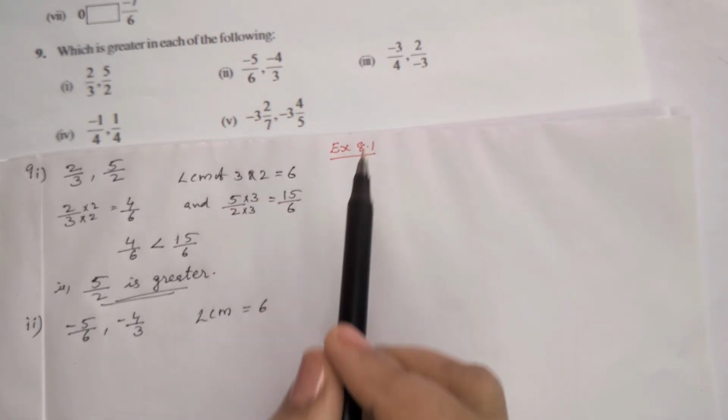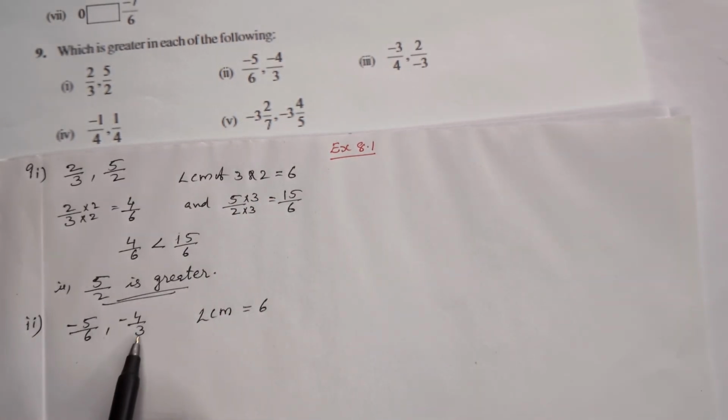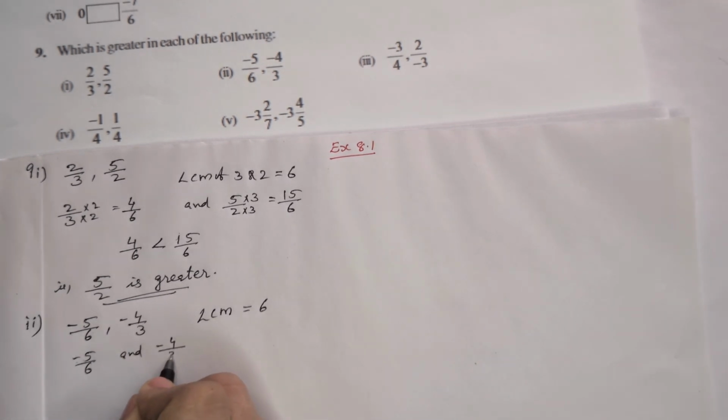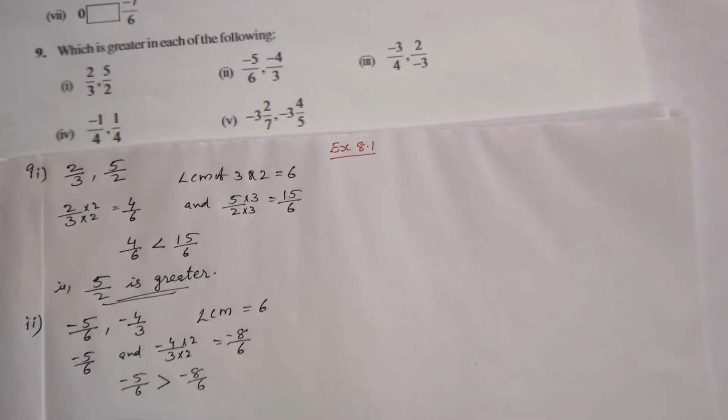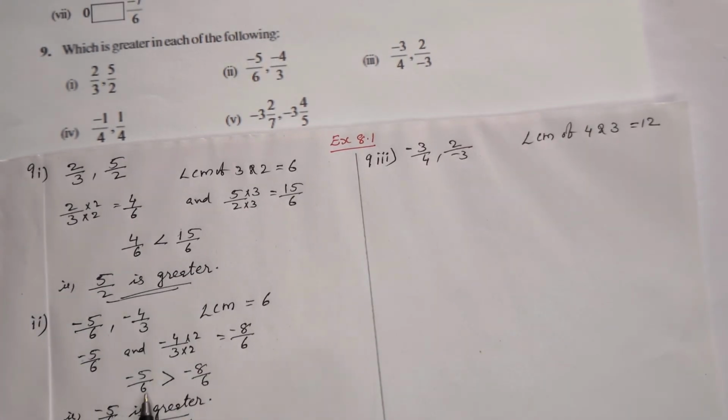Second one, minus 5 by 6 and minus 4 by 3. For 6 and 3, the LCM: 6 is a multiple of 3, so the LCM is 6. So the first number we can write as minus 5 by 6 itself. The second number, minus 4 by 3, multiplied by 2, will come minus 8 by 6. When we are comparing minus 5 by 6 and minus 8 by 6, we know that minus 5 by 6 is bigger. So minus 5 by 6 is greater.